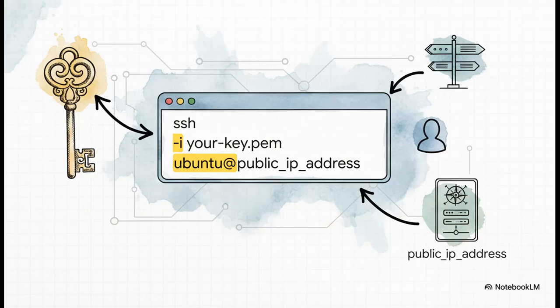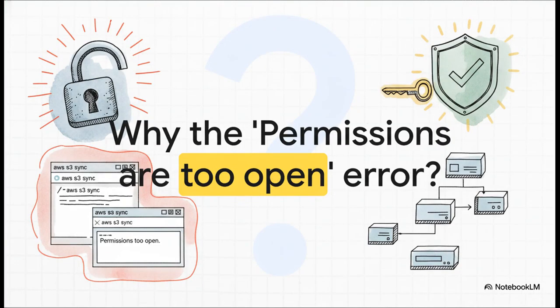The command itself looks pretty straightforward, right? We're using SSH, that's the protocol. We're using the -i flag to specify our identity file, that's our private key, and then we're saying we want to log in as the user Ubuntu at our server's public IP address. Simple enough. But you run this with a brand new key, and boom, you're greeted with this exact error. Permissions are too open.